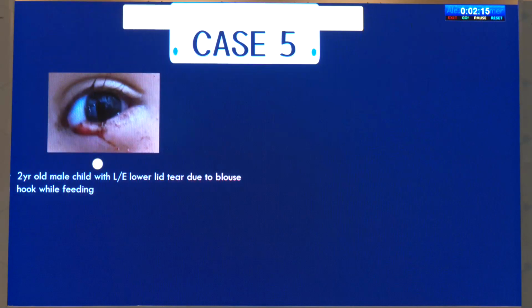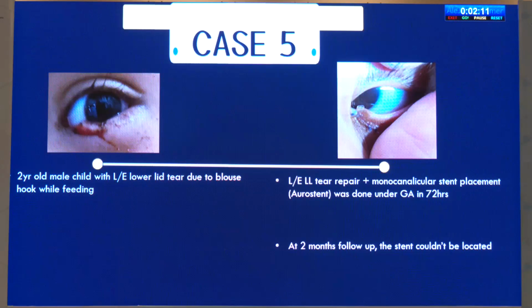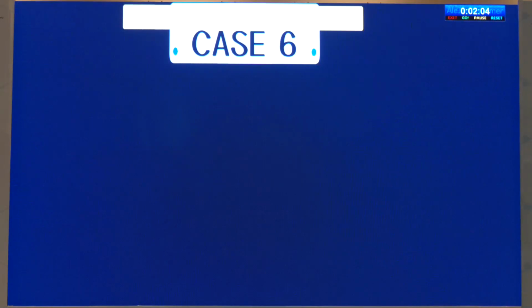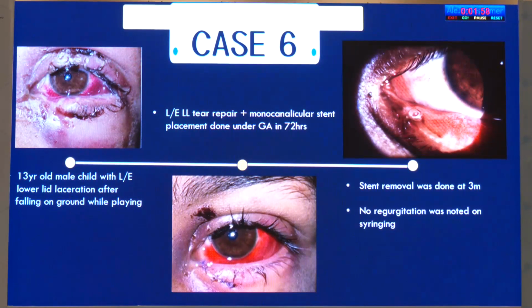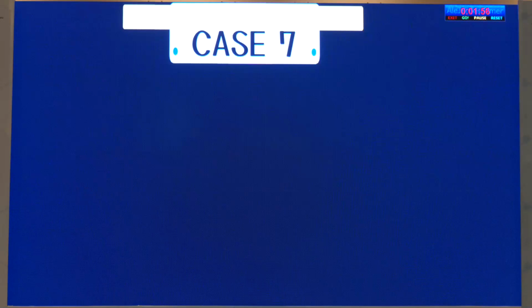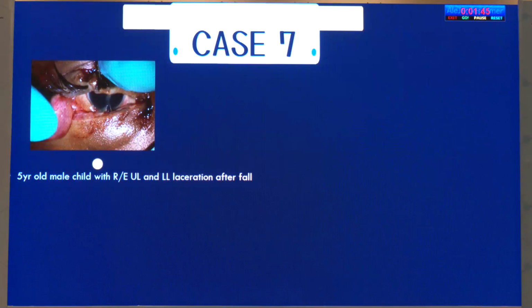While case 5 was a 2-year-old male following blouse hook while breastfeeding. He had left eye lower lid tear, and at 2 months of follow-up, the stent was not in place. It was extruded. Case 6 was a 13-year-old male with left eye lower lid laceration while playing, and the stent was removed at 3 months, and no regurgitation was noted following syringing.